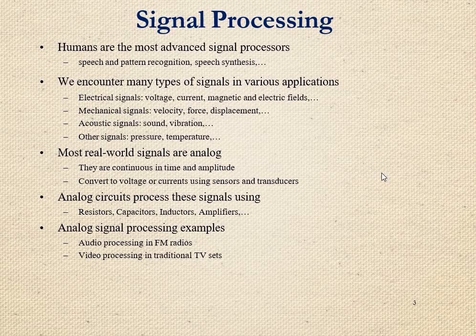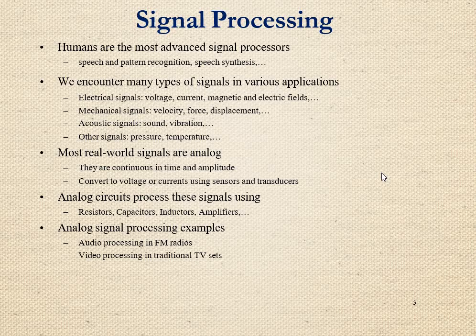For example, speech and pattern recognition and speech synthesis. If you hear someone's speech, our brain is searching, analyzing, and synthesizing the person's speech and identifying the person's name, etc. So you encounter many types of signals in various applications.